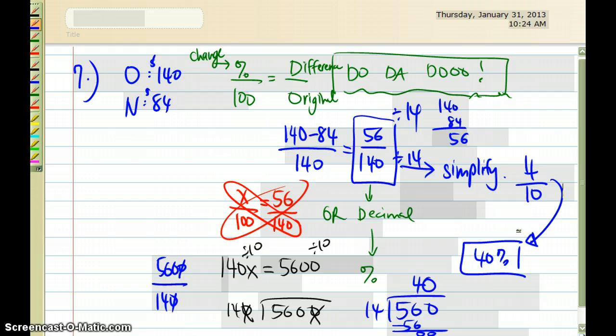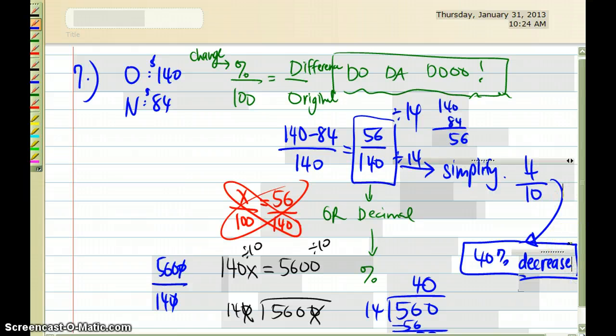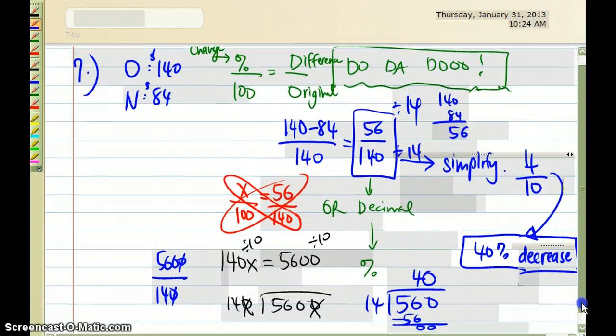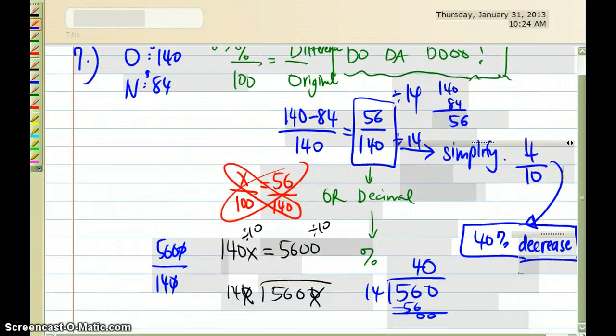So in this question, I would also like to state if this is an increase or decrease, and because the original was 140 and the new price is 84, that's clearly a decrease in price, which is a decrease also in the percentage. So there was a 40% decrease. So it's almost like saying there was a 40% discount. Discounts are represented as a decrease. I know that feels complicated.